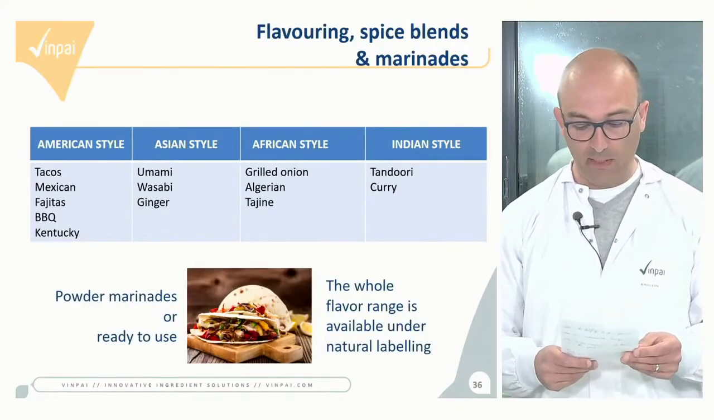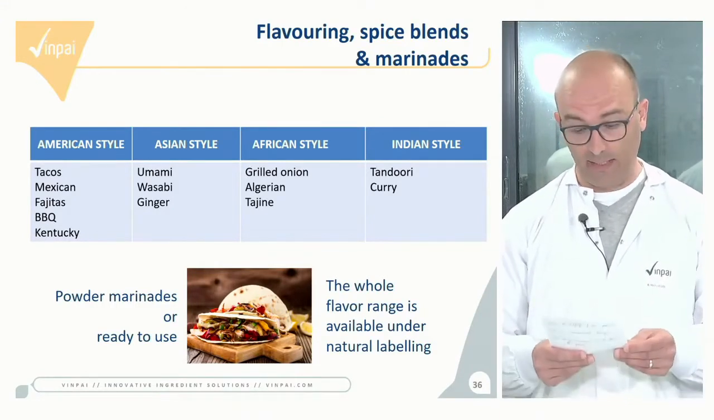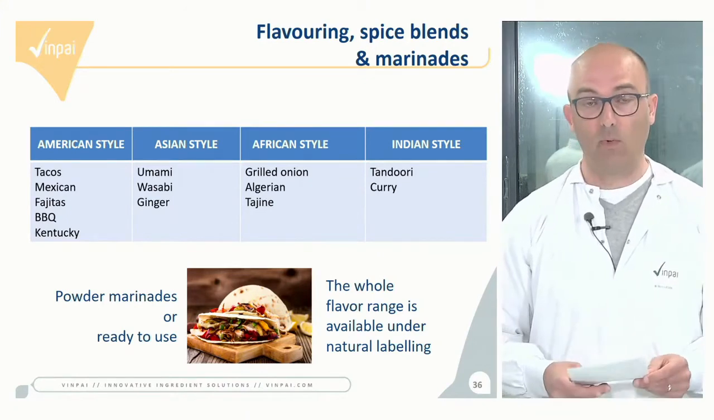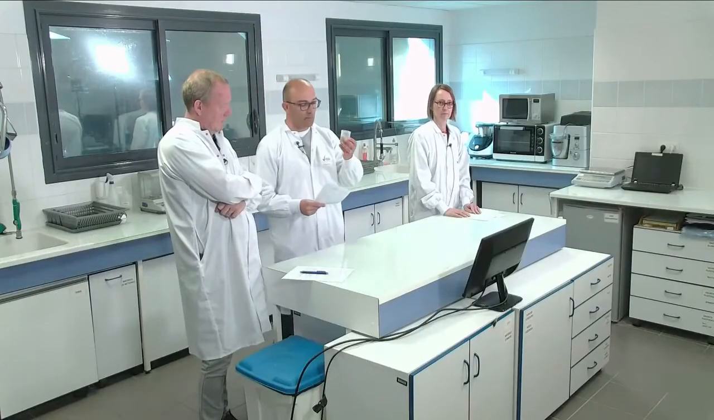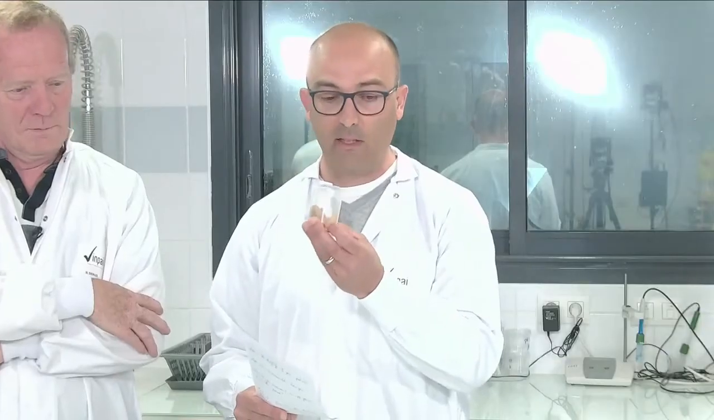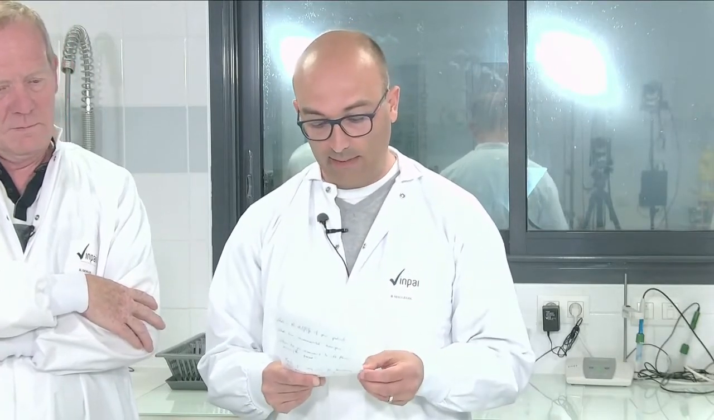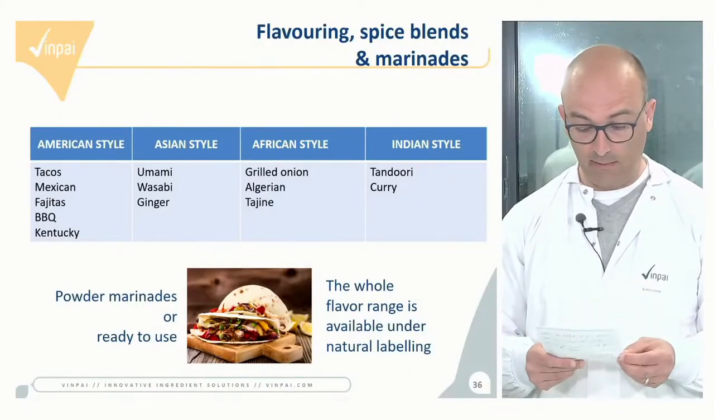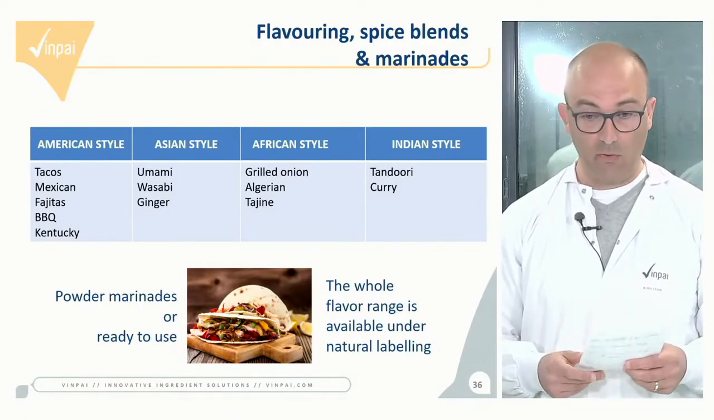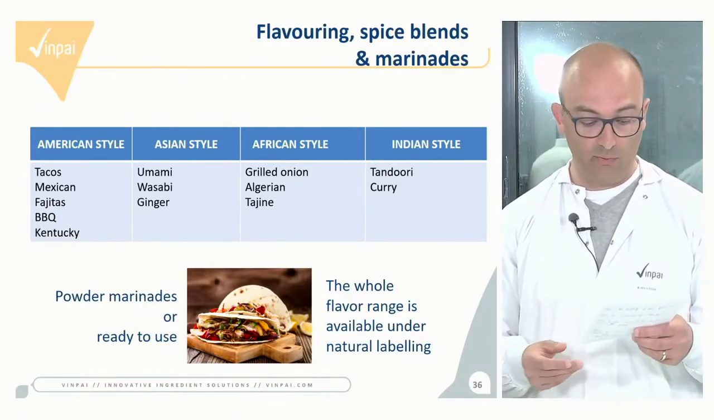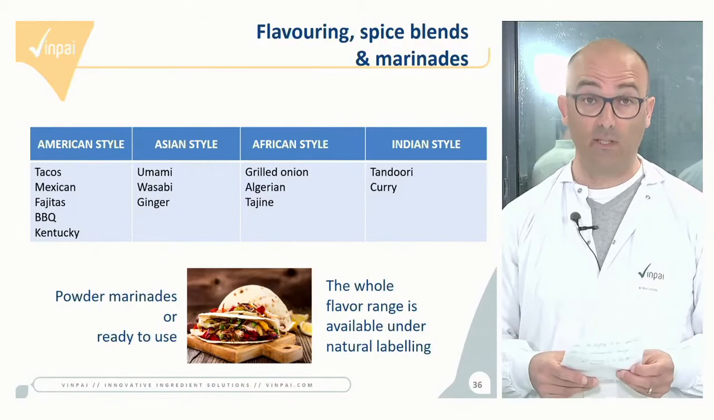So this range of seasonings, spices and marinade include American style like barbecue, fajitas, Asian style like wasabi or umami. Our last development, umami flavor, which is 100% natural. We have also African style like grilled onion and tagine, Indian style like tandoori or curry. Marinades are available in powdered or ready-to-use version, and our entire aromatic range is available in natural version.